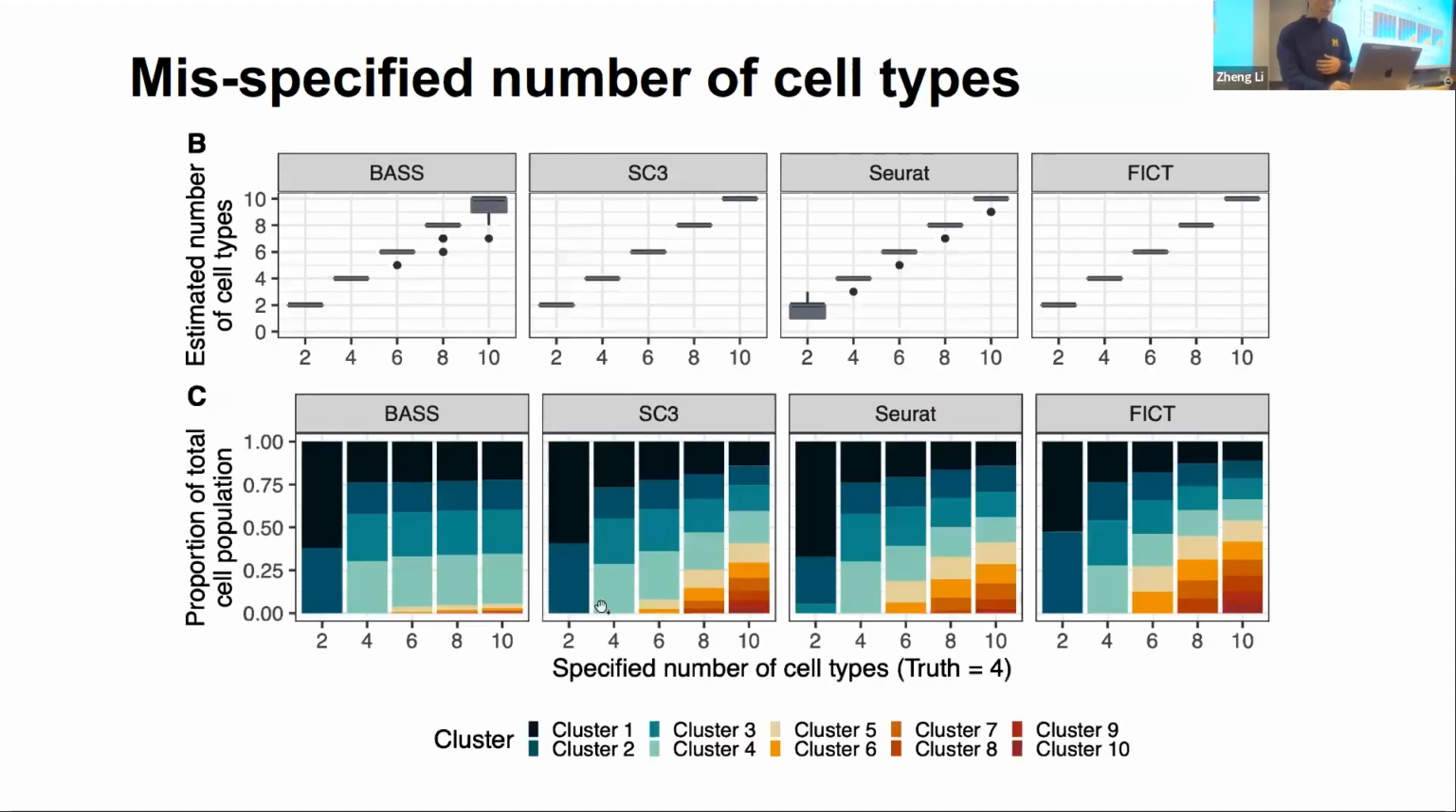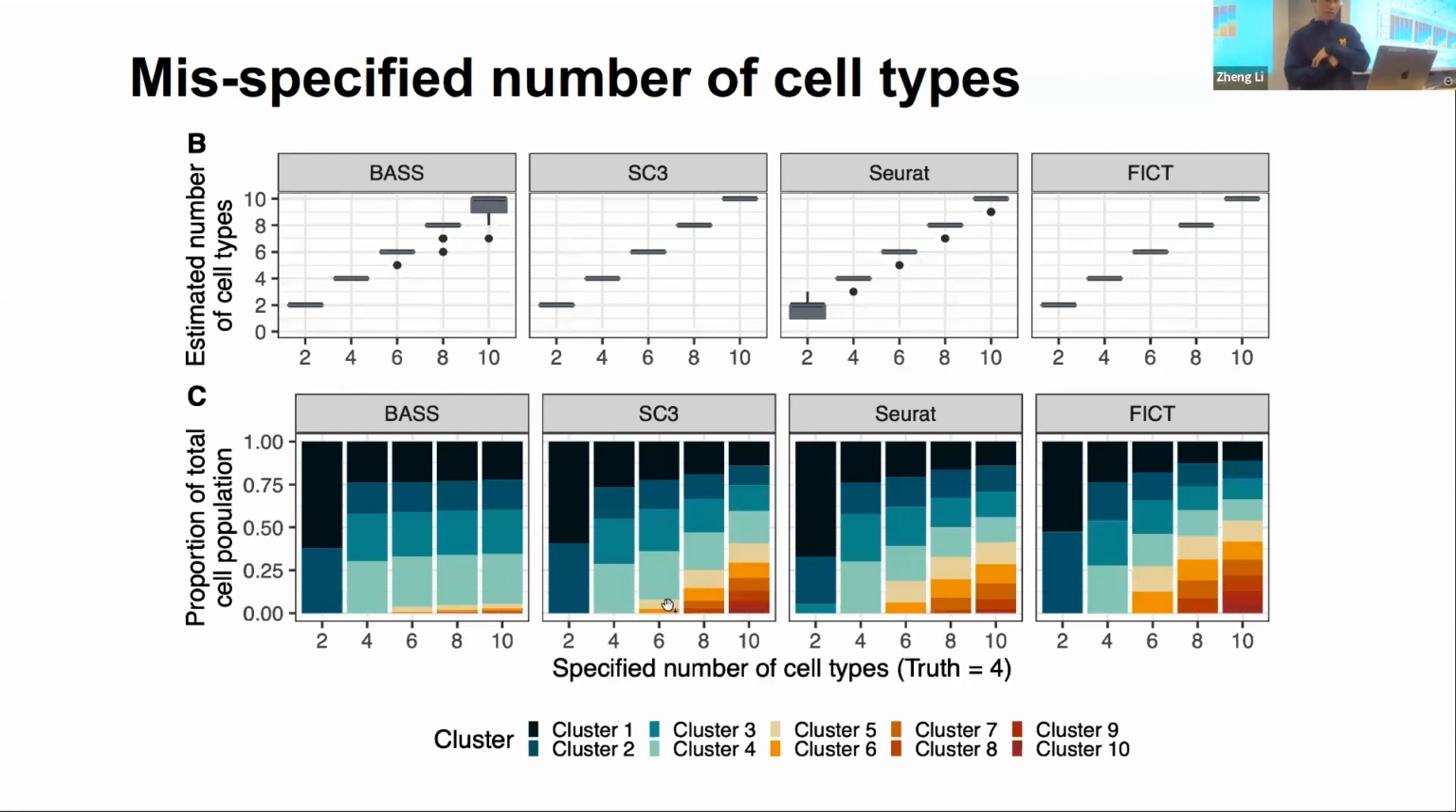And similarly, when we specify the number of cell types, even though the total number of detected clusters is large, we can find that the proportion of cells in those redundant clusters is very small compared to the other methods. So in general, it's doing a very good job.